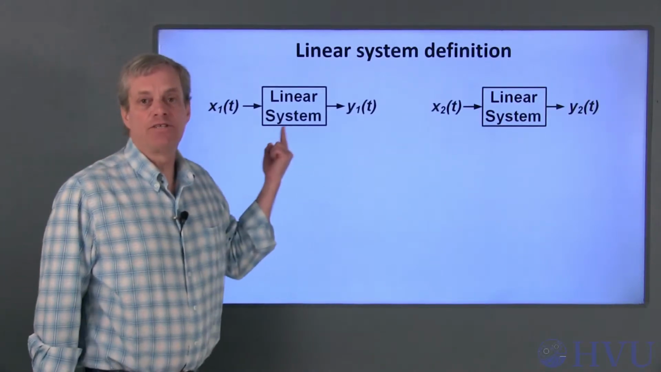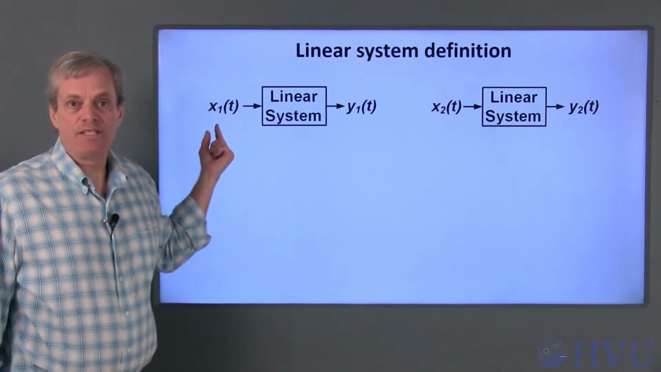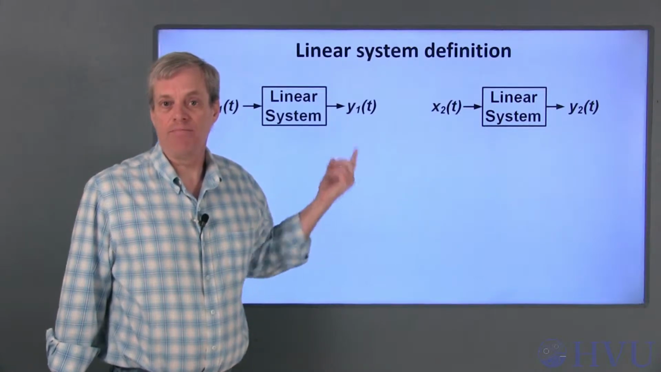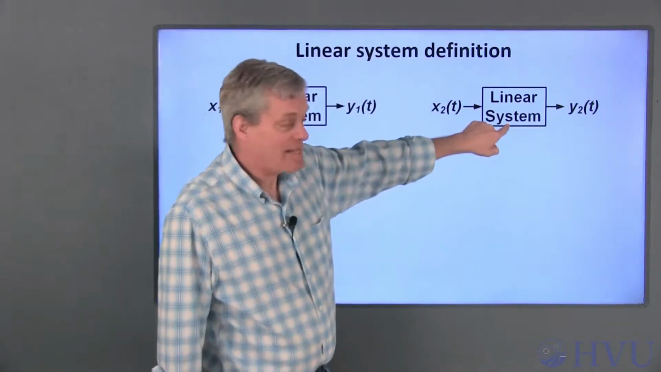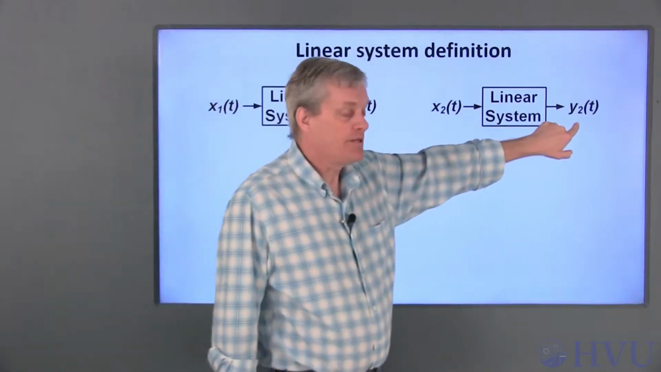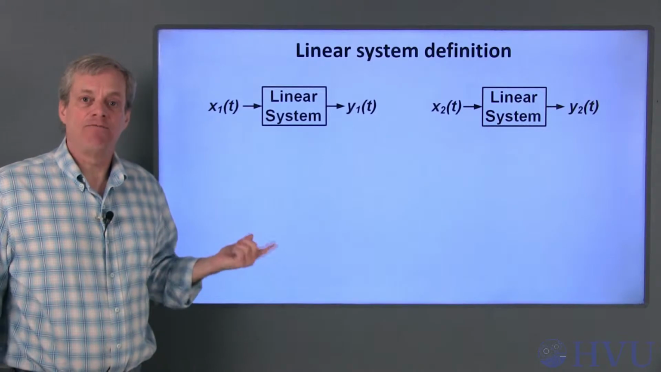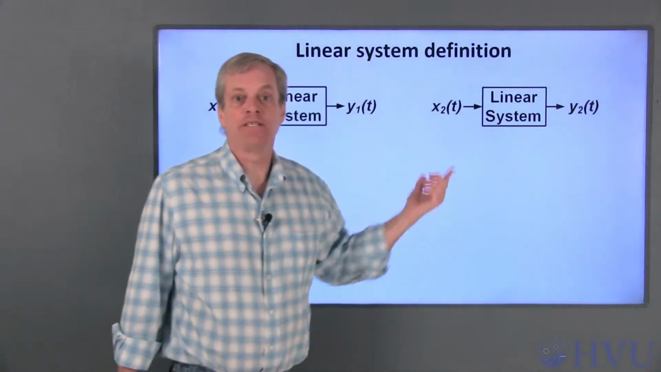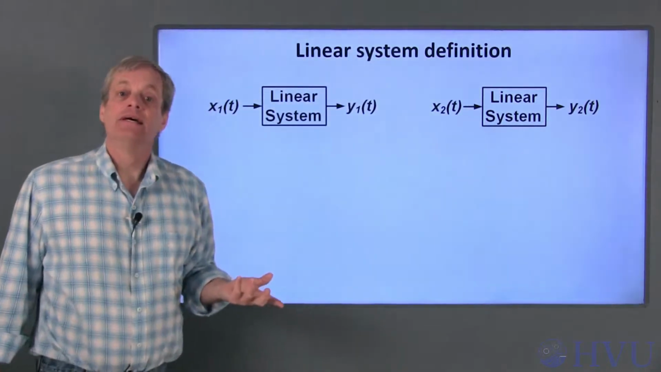Suppose I have a linear system as shown here. If I apply an input x1 of t to the system, the corresponding output is y1 of t. If I apply a different input, x2 of t, to the same system, the output is y2 of t. If this system is linear, I can define the response of the system to combinations of these inputs in terms of combinations of these outputs.